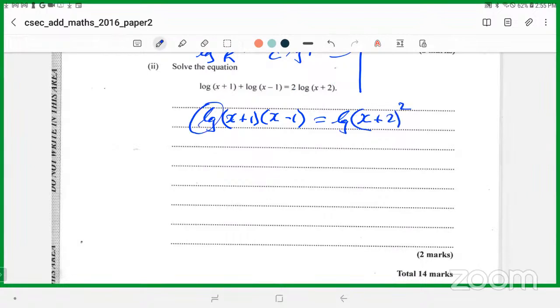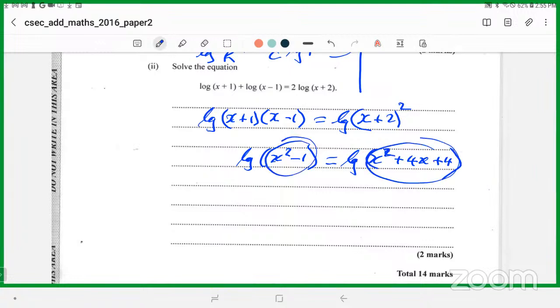So since we have the log of this equal the log of that, this becomes the difference of 2 squares. So the left side will become the log of x squared minus 1. It's a perfect square, which is the log of x squared plus 4x plus 4 if you expand it. So it means that this equals that. We drop the logs. This means that x squared minus 1 is equal to x squared plus 4x plus 4.